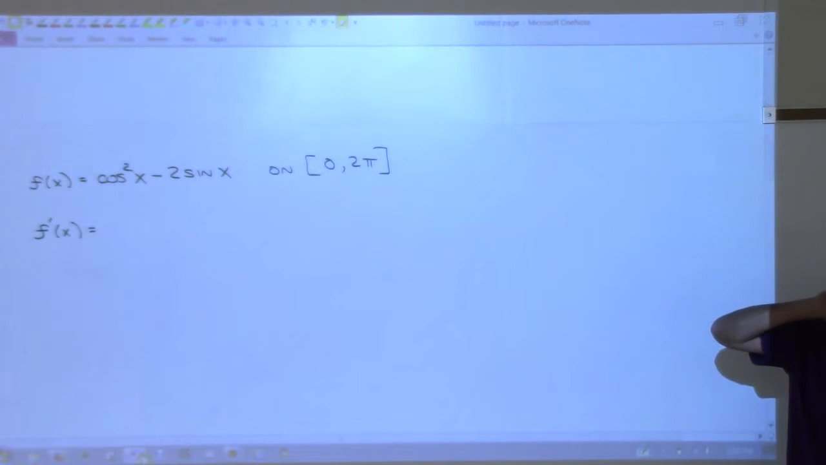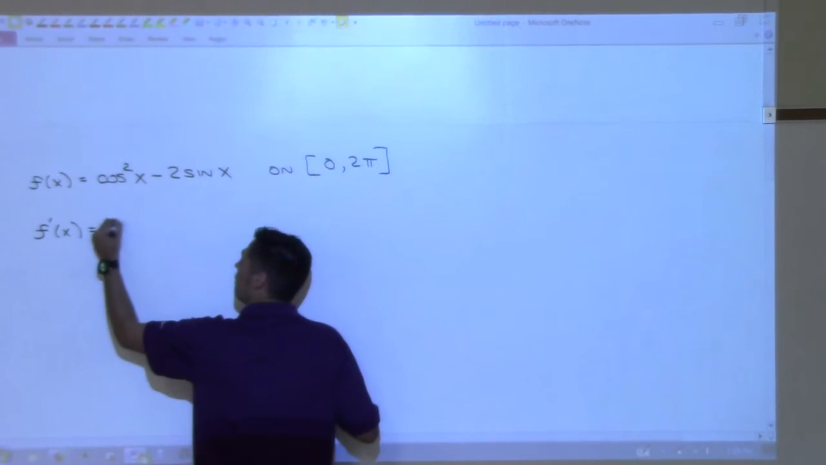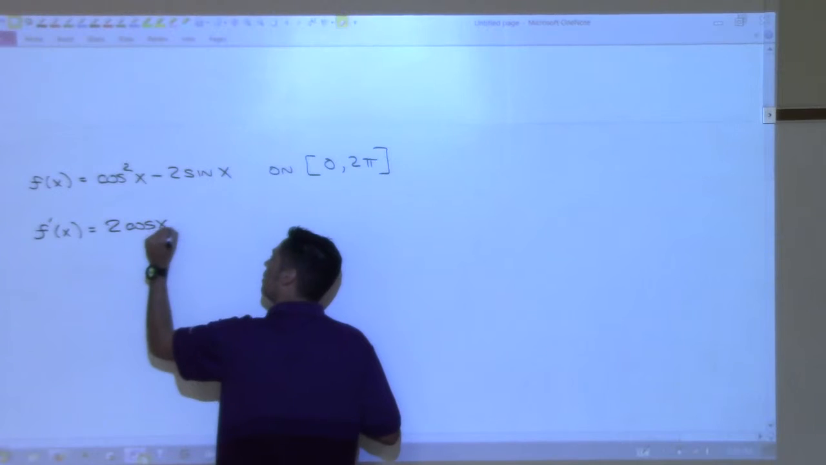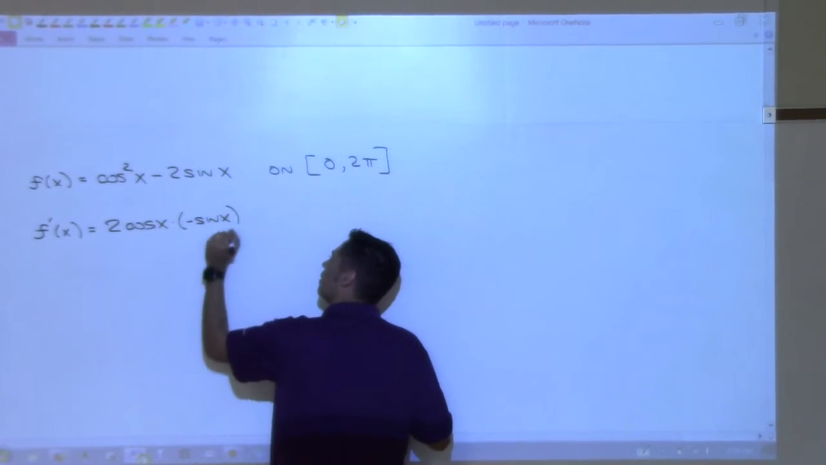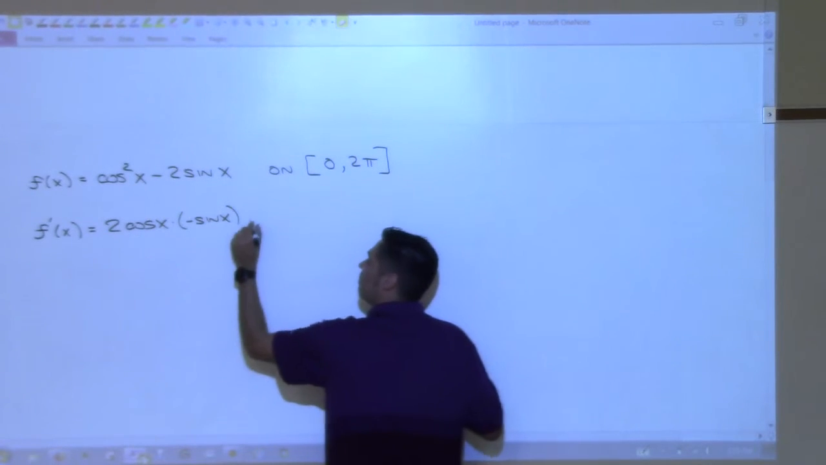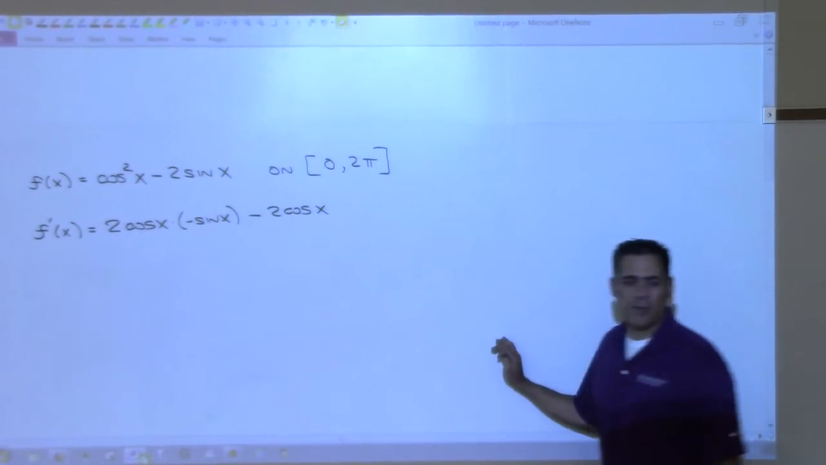All right, so the derivative of this. Be real careful here. It's chain rule, right? What's the derivative of cosine squared x? So 2 comes out, cosine x times negative sine x. So we're done with that, right? Okay. 2 cosine x. So there's your first derivative.